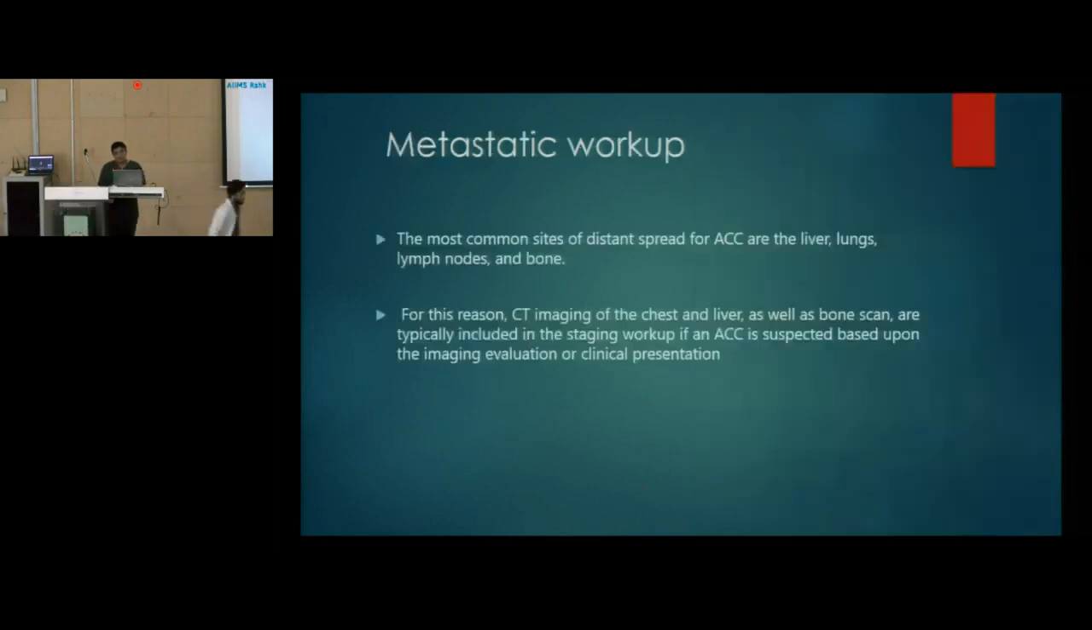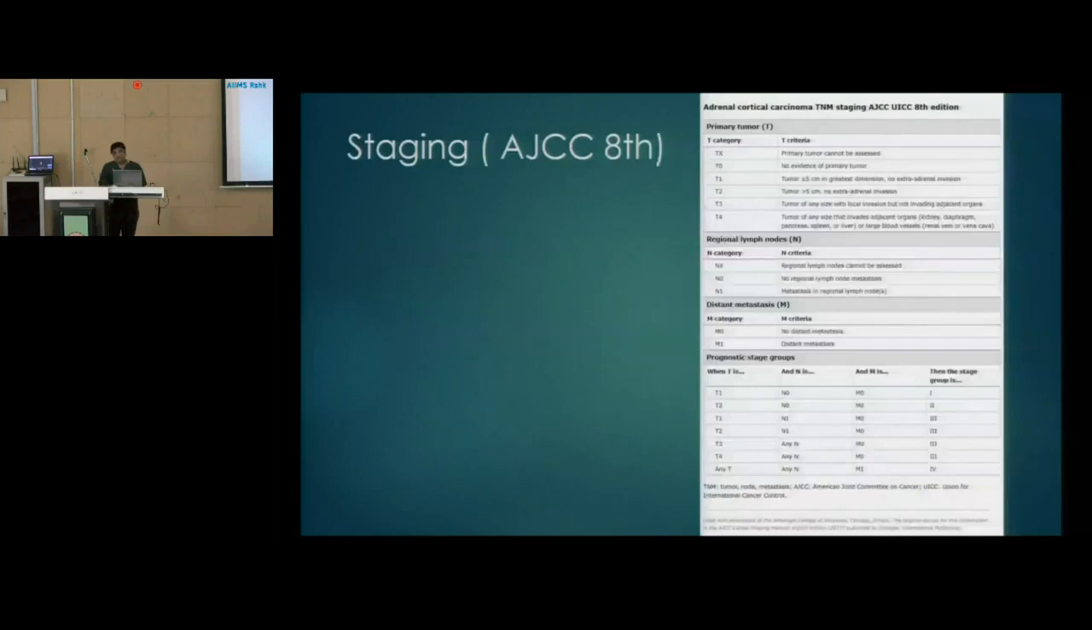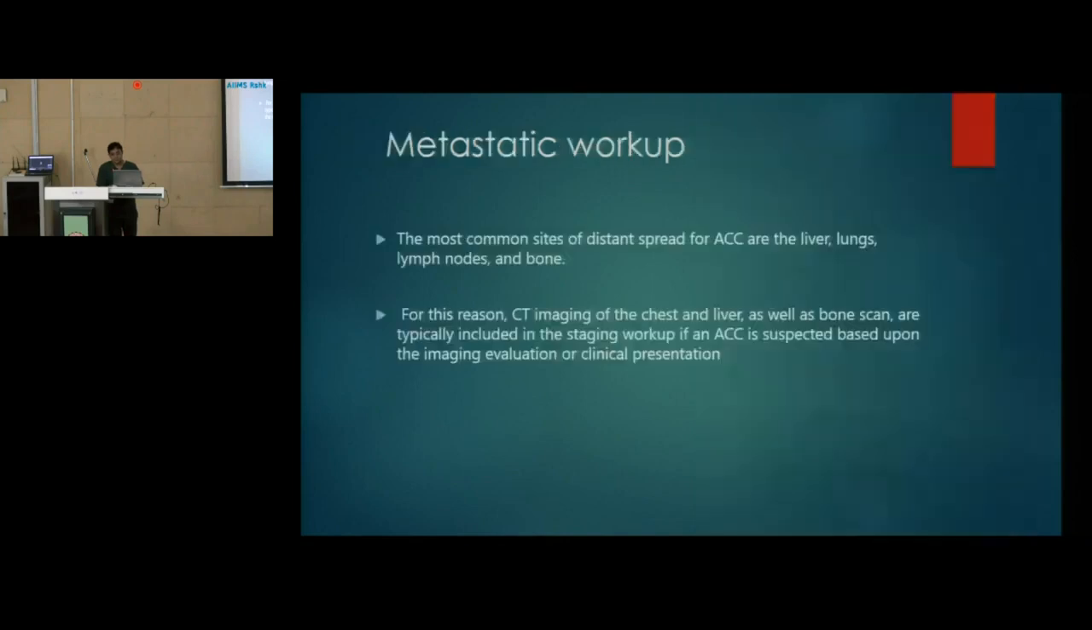So according to stage group, stage 1 is the tumor that is T1 or T2, and stage 2 is the localized tumor, stage 3 is the tumor that is nodal positive or has local extension, and stage 4 is metastatic adrenocortical carcinoma.